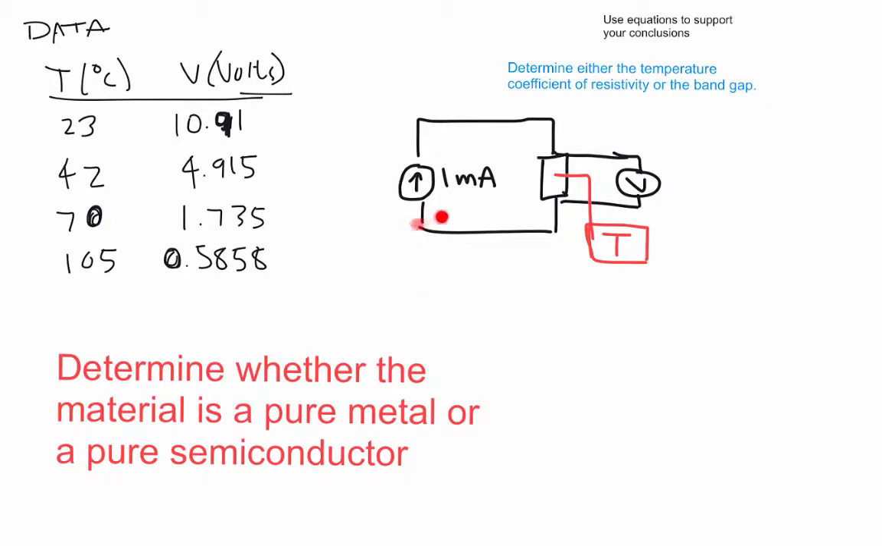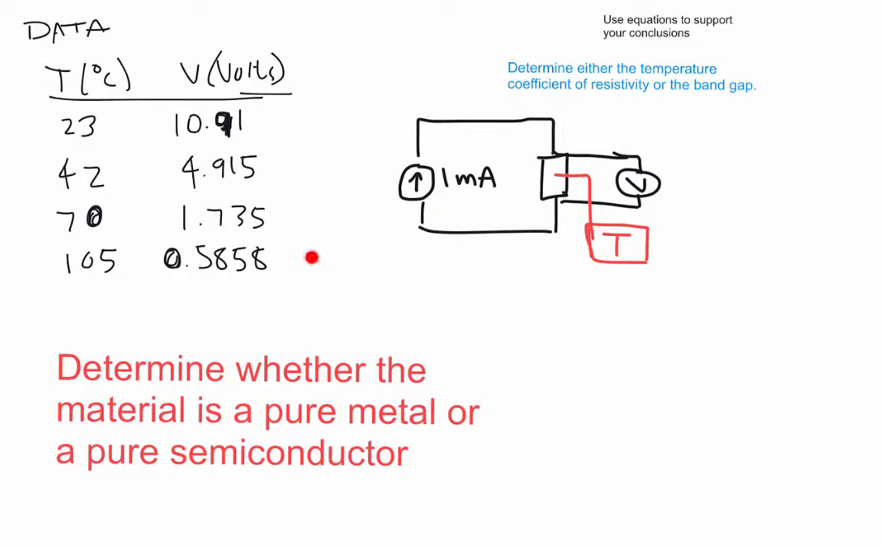We have here a 1 milliamp current source, so that current source maintains a current in this loop of 1 milliamp. And there's a voltmeter that is producing these readings and some sort of temperature sensor that produces these readings. So for these temperatures, these are the readings in volts, and the question is whether this is a pure metal or a semiconductor.